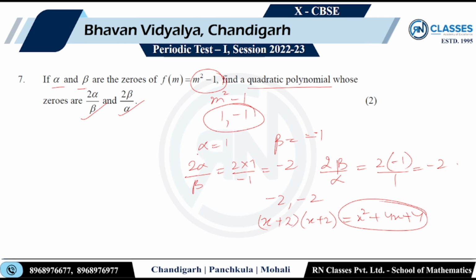Now you can say, ma'am, you can take alpha to be minus 1 and beta to be 1. Absolutely, you can do that. But since these expressions are symmetric, it doesn't matter. You'll get the same polynomial. All right. Okay. Moving on.